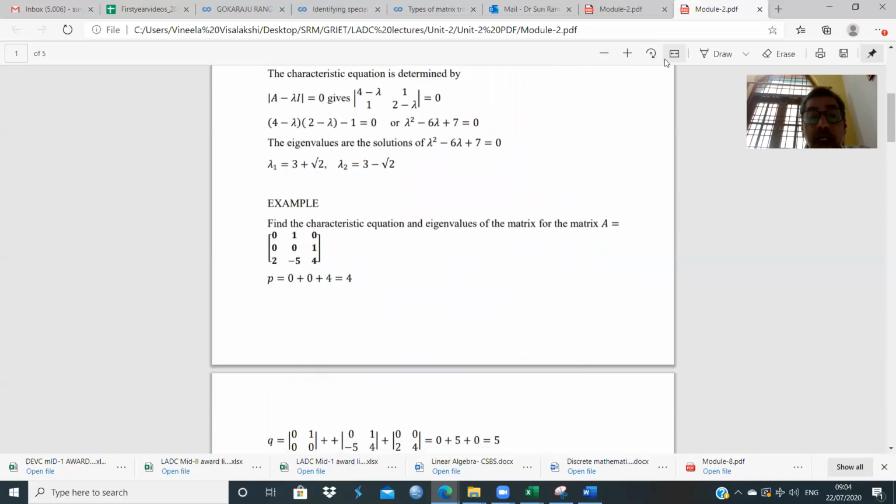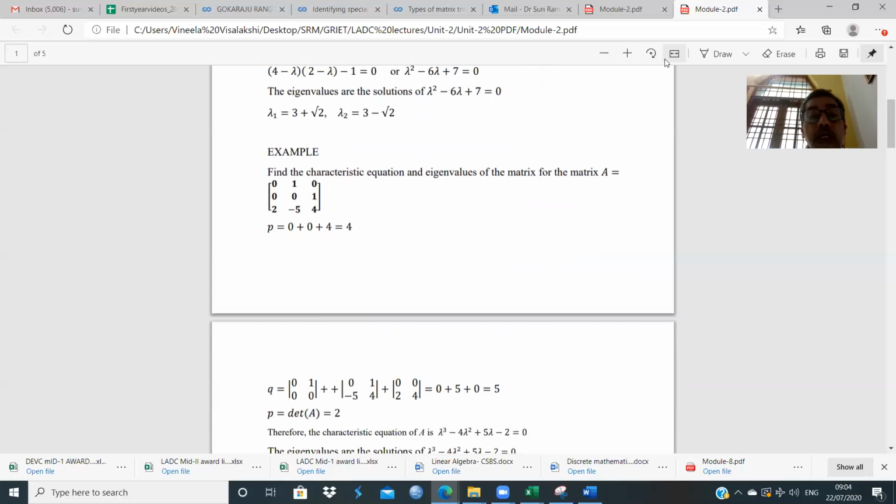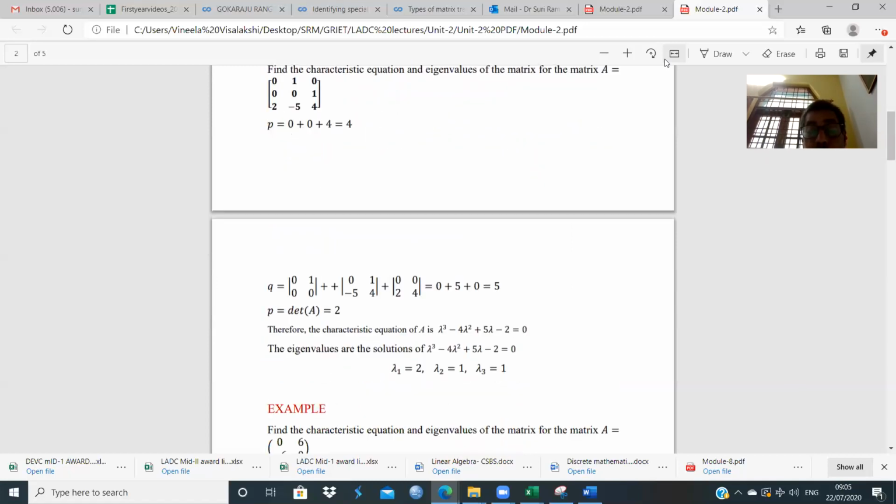Let us take a 3 by 3 situation. So we take the matrix A equal to [0, 1, 0; 0, 0, 1; 2, minus 5, 4], and we try to find the characteristic equation. So P stands for the trace, 0 plus 0 plus 4, that is 4. Q is the sum of the principal minor determinants, that is 5. And R is the determinant of A, which is 2. The characteristic equation of A is lambda cube minus P lambda square plus Q lambda minus R is equal to 0, returning lambda cube minus 4 lambda square plus 5 lambda minus 2 is equal to 0.